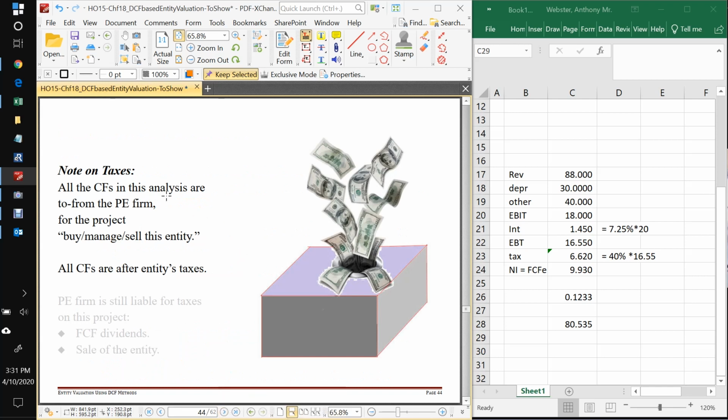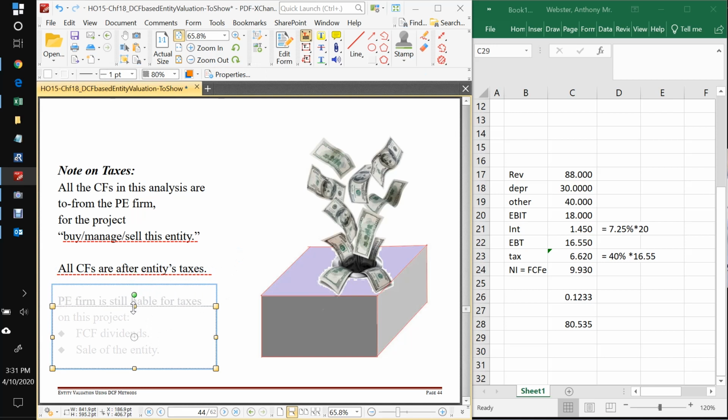So all the cash flows in this analysis, and in this chapter in fact, are to and from the PE firm for the project: buy, manage, sell this entity. And these are always after all the entity's taxes. So the entity is done paying any taxes it's going to pay.